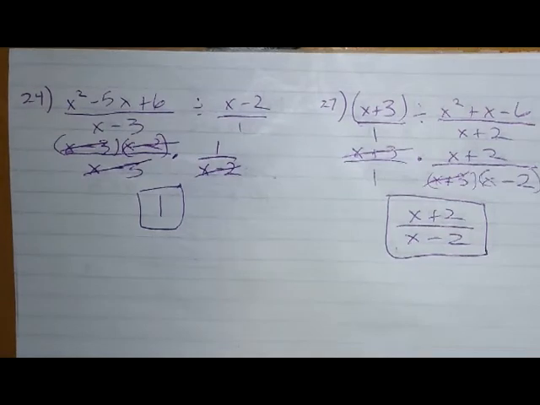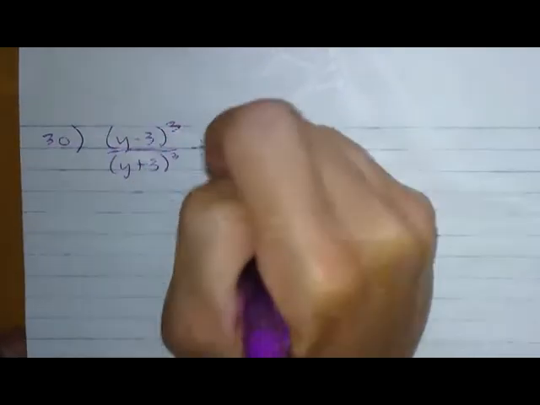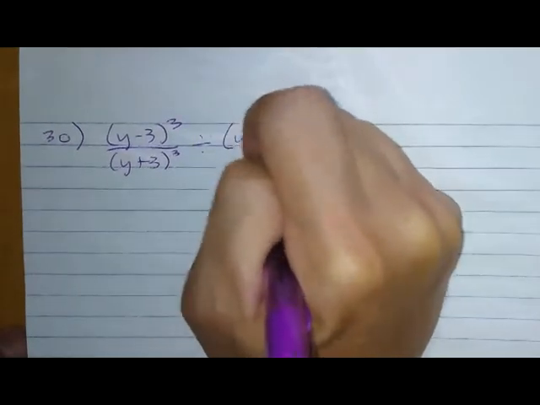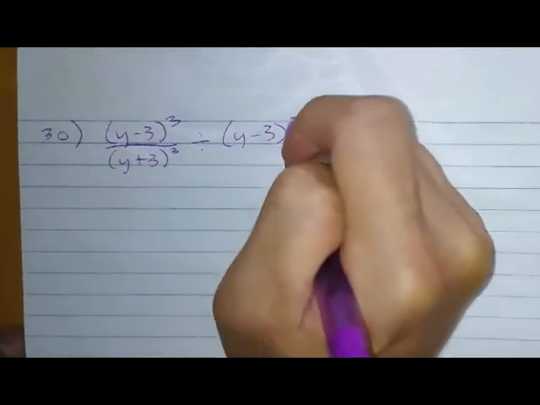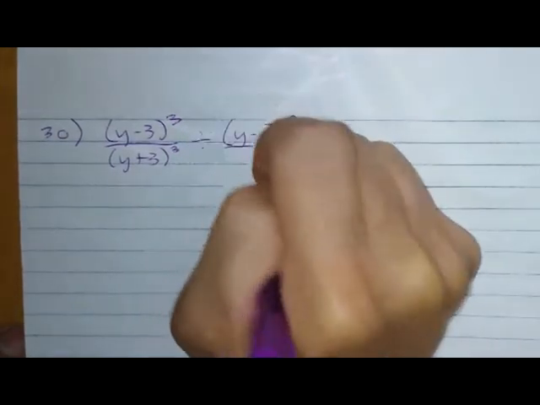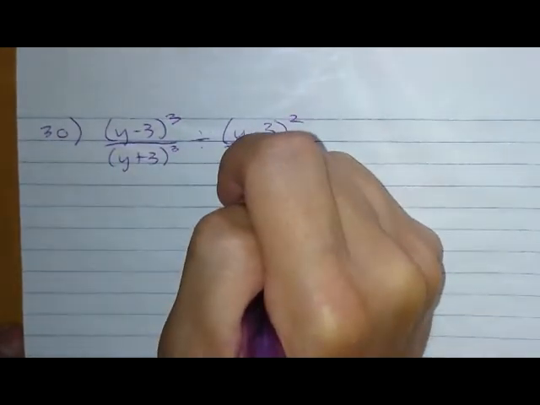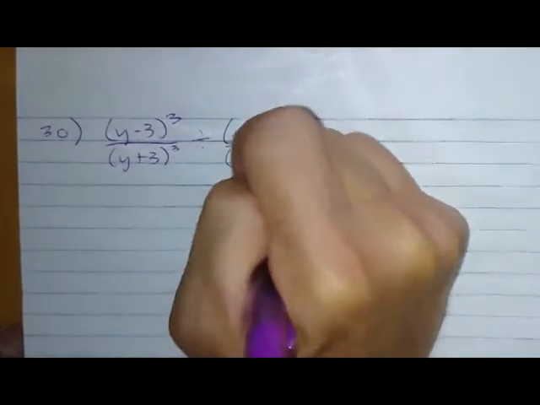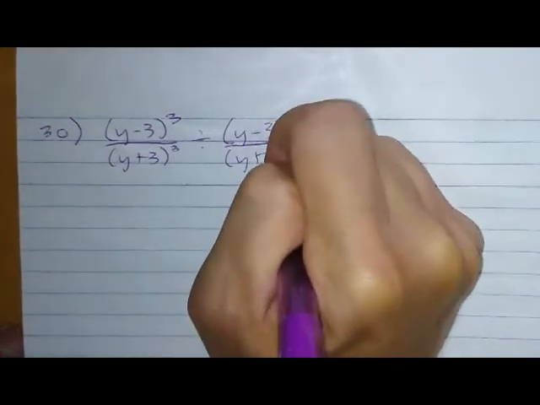Okay. Number 30. Number 30 says y minus 3 to the third over y plus 3 to the third divided by y minus 3 to the second over y plus 3 to the second.